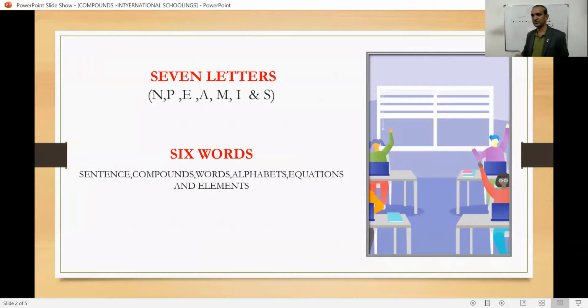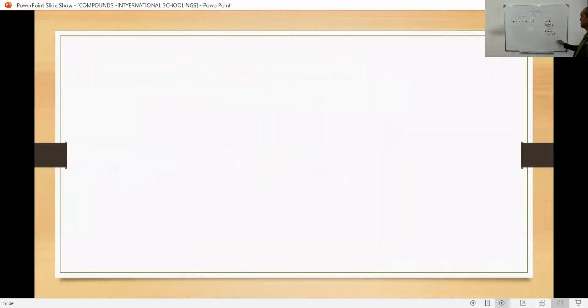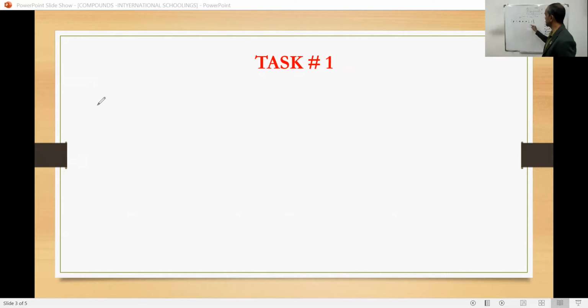I'm going to divide the number of students in the class into two. The first group will be finding out the relationship between these 7 alphabets, and the second group will be finding out the relation between these 6 words. Having realized the relationship between these letters and the words, we will be moving to the topic of compounds. What are those 7 alphabets? These 7 alphabets are the first letters of 7 key terms of material science.